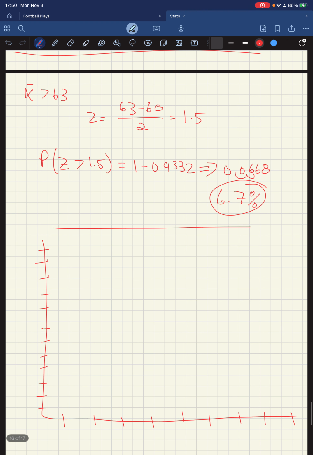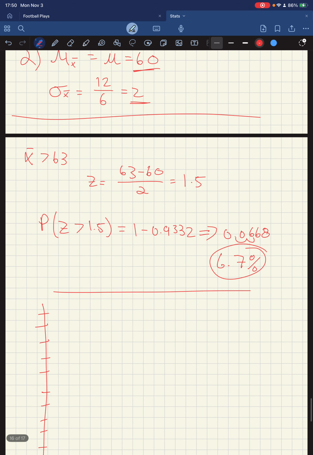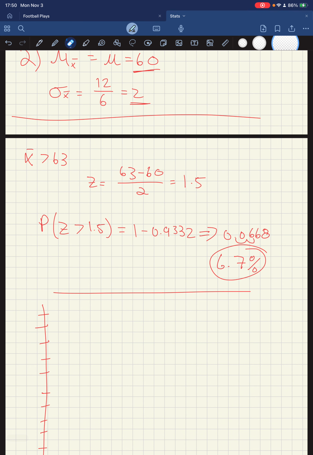Okay, so we know that the mean equals 60, sample mean equals 63. What was the last thing we needed? Corresponding z-score. Z equals 1.5. So let's see.